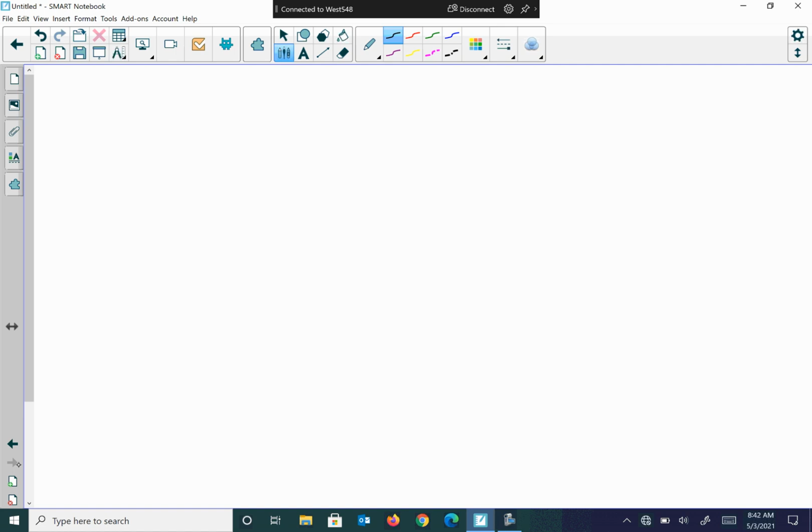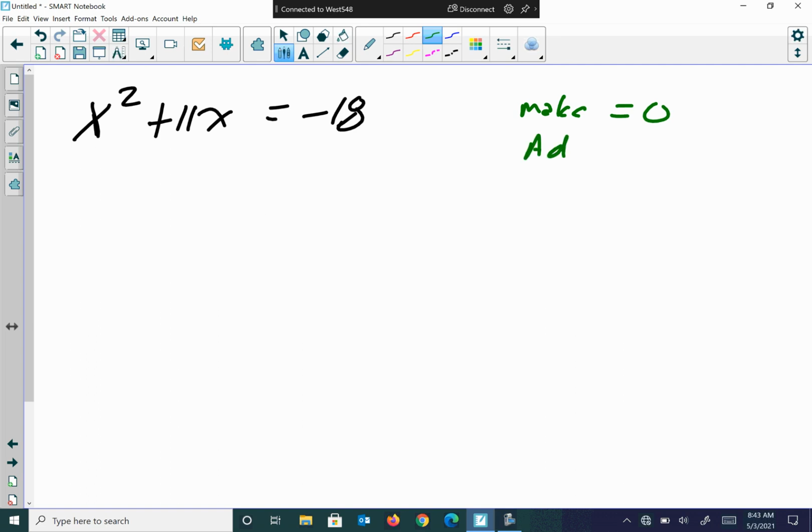All right, number 9, we have x squared plus 11x equals -18. First step, what do you think? Yeah, make it equal to 0. So add 18. Yeah, you have an A, B, and a C. You also have a 1A. It might factor. You're right.